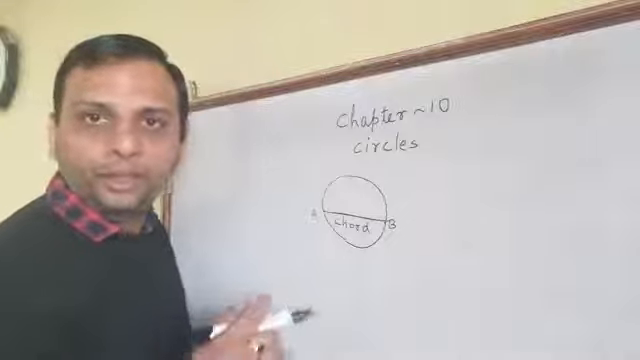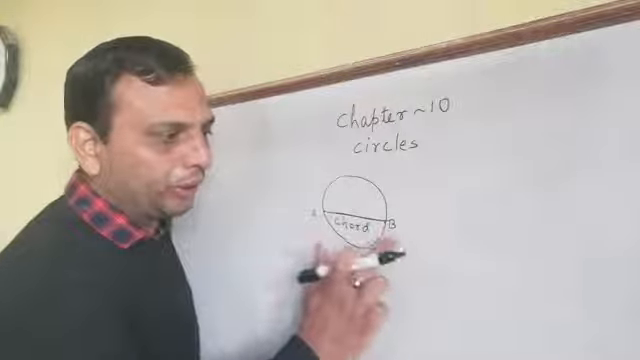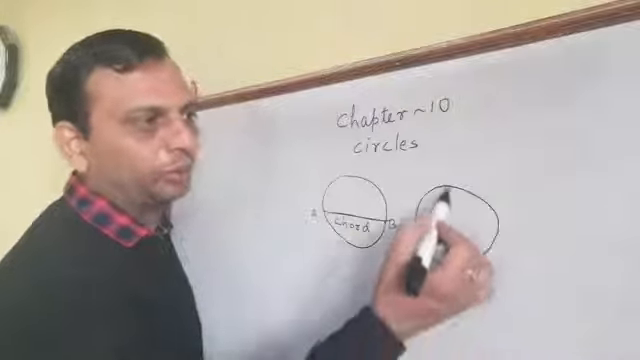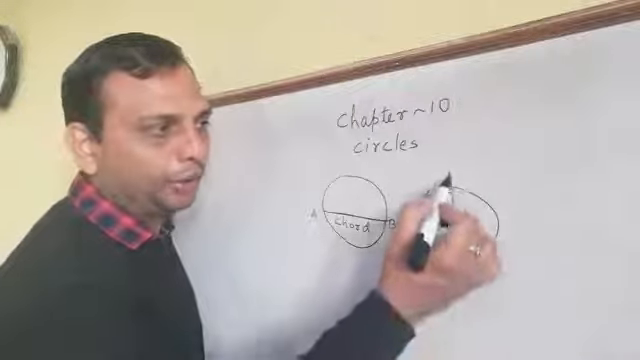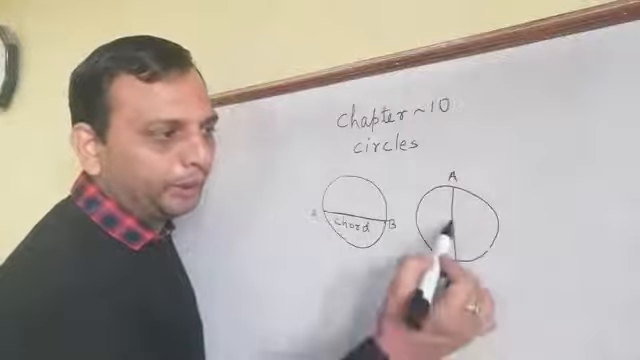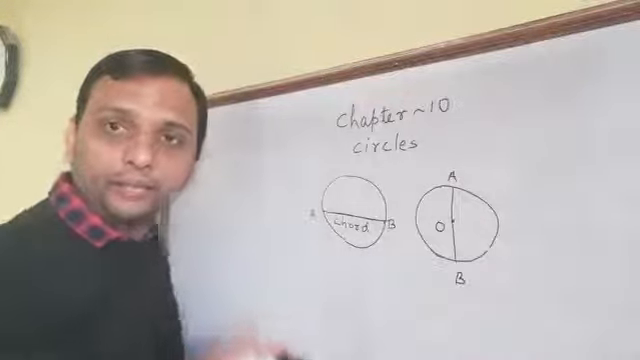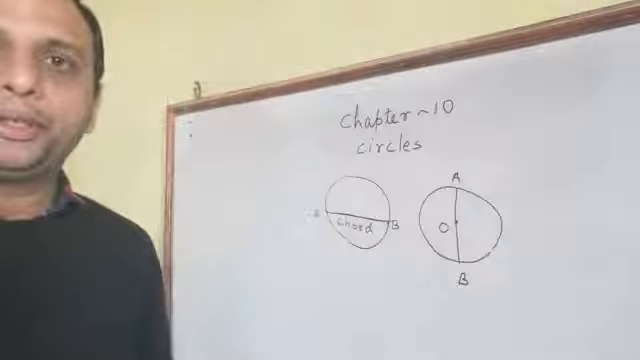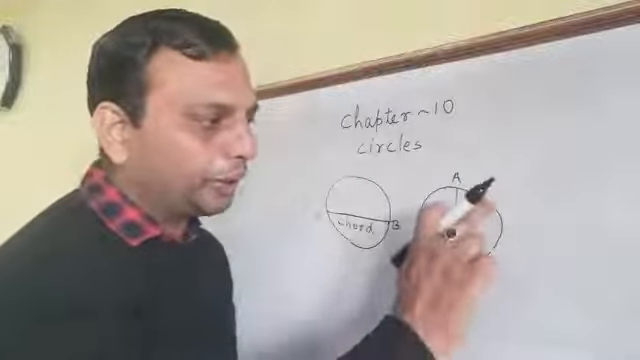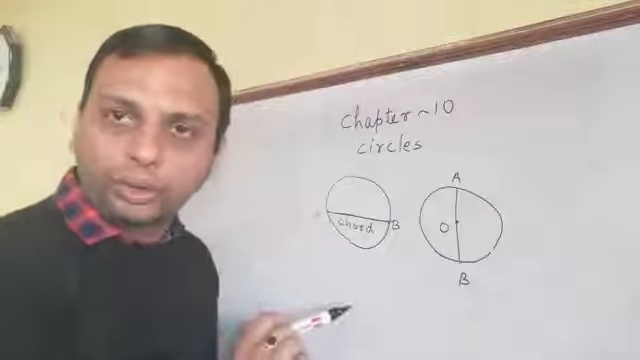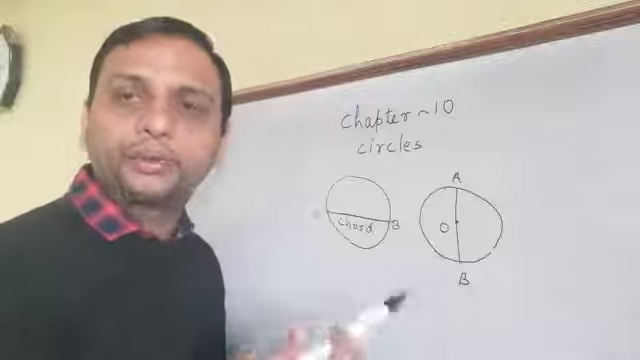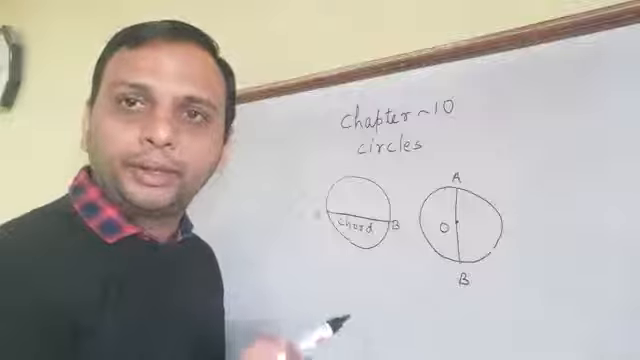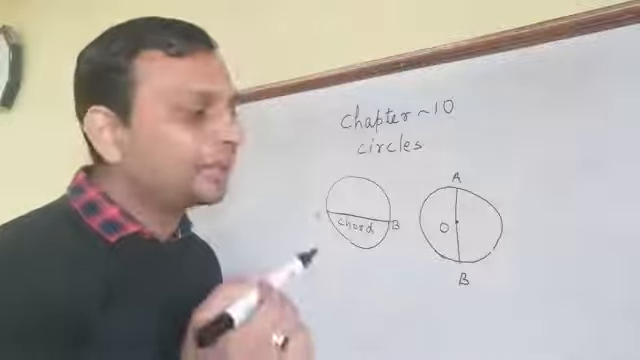So you may be thinking that this AB is the chord of the circle. Then what about the diameter? Yes, the diameter is also a chord, because it joins the two ends of the circle. But diameters are those which always pass through the center of the circle. For a chord, it is not compulsory that it should pass through the center of the circle. But a diameter should always pass through the center.